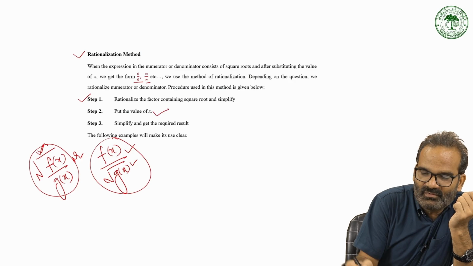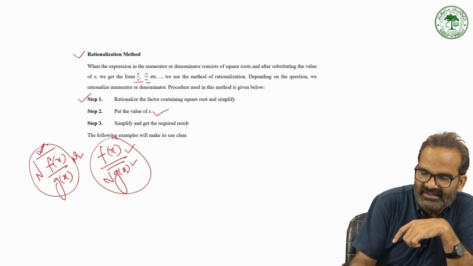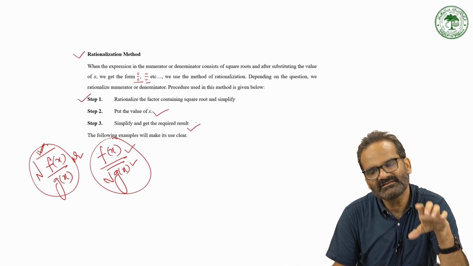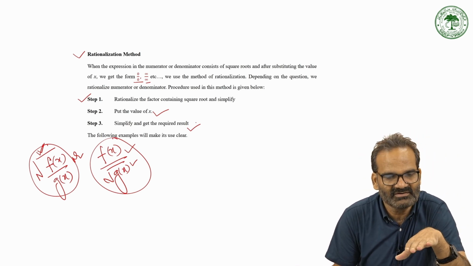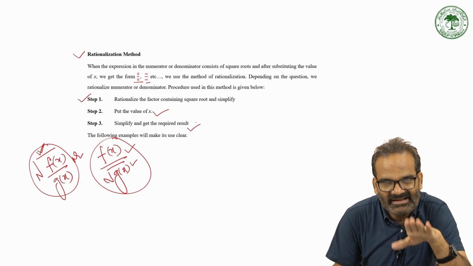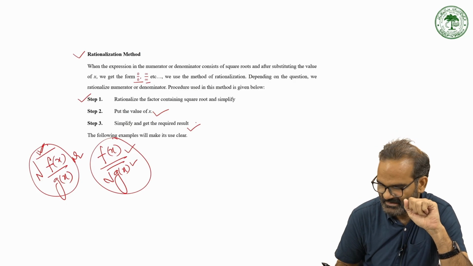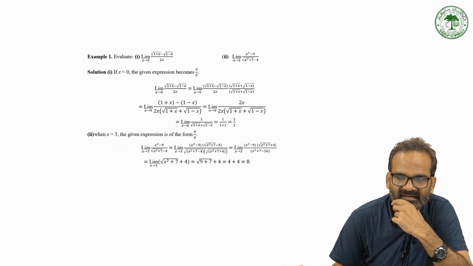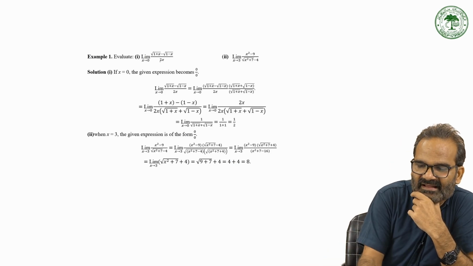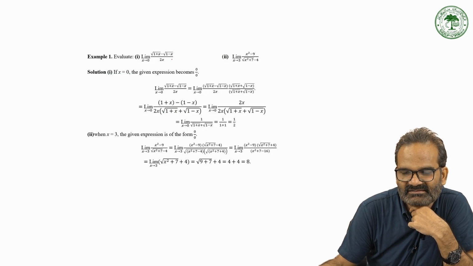Step 2, put the value of x after rationalization and then simplify and get the required result. These are the 3 steps which must be followed in sequence to find the solution of any question using the method of rationalization. Let us take an example. Evaluate limit x tends to 0 of (root 1 plus x minus root 1 minus x) divided by 2x.